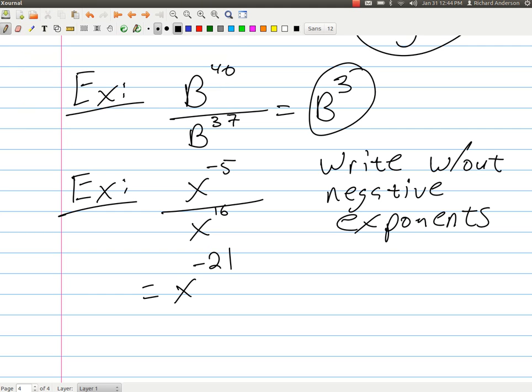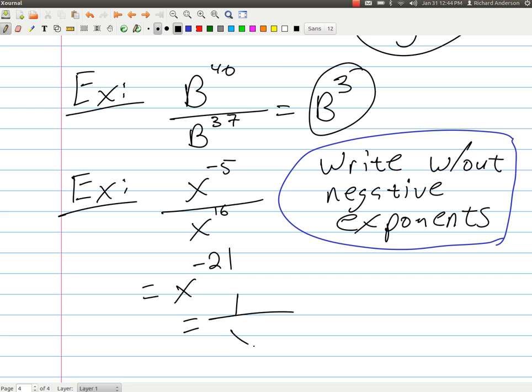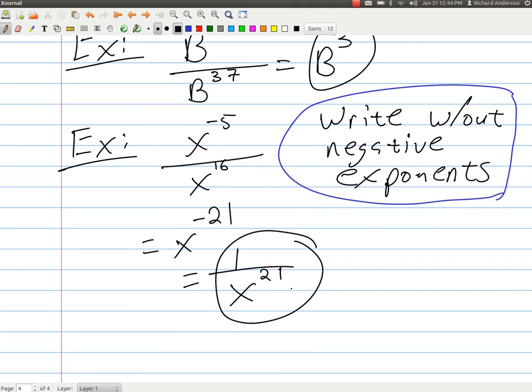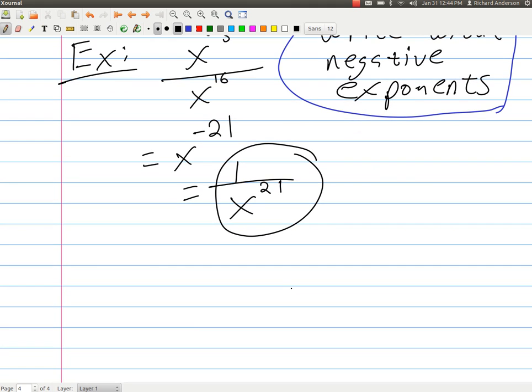But if we've got these directions here, once again, highlight them in blue, then we have to remember that we need to change this back to positive exponents, so that our answer is going to be 1 over x to the 21st power, like that. Make that negative 21 a positive by moving that x into the denominator.